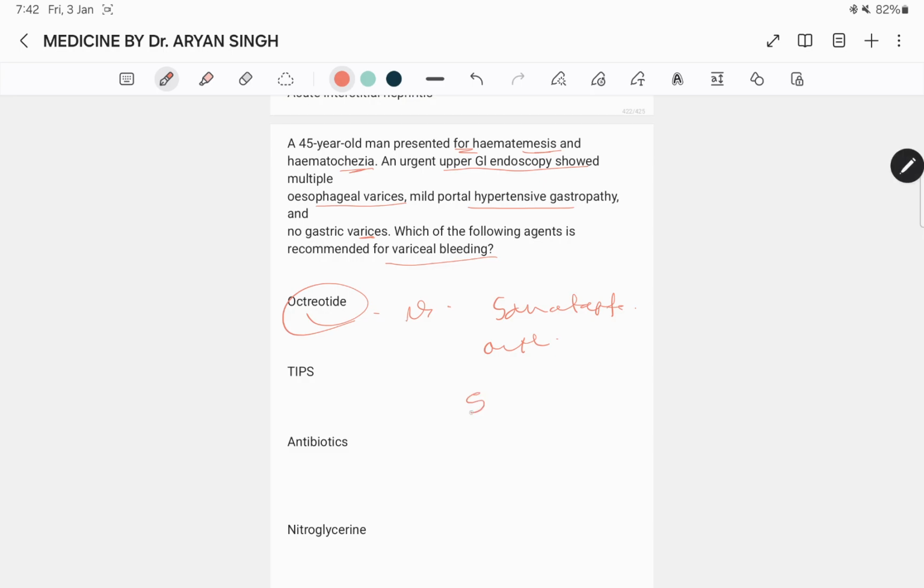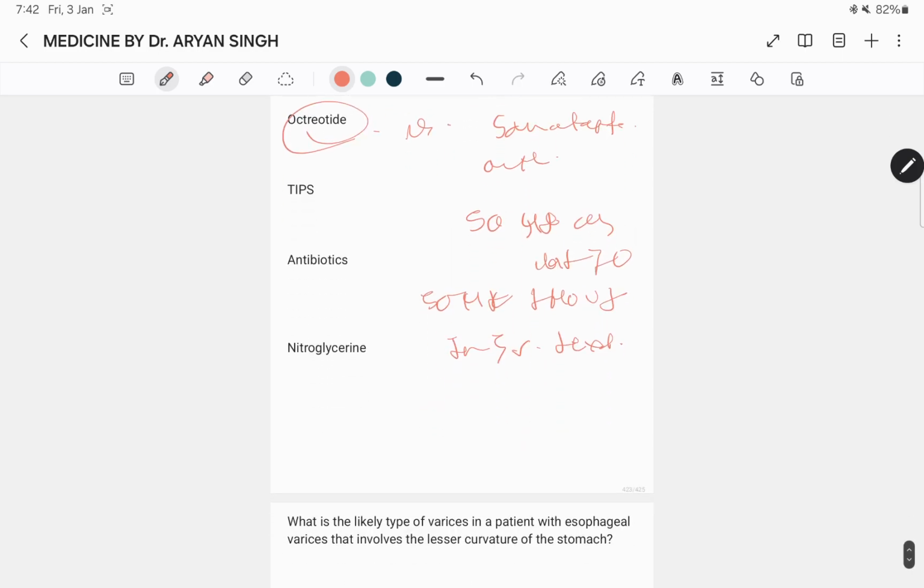What is the octreotide dose? 50 microgram as loading dose IV, and 50 microgram per hour in 5% dextrose as maintenance dose.